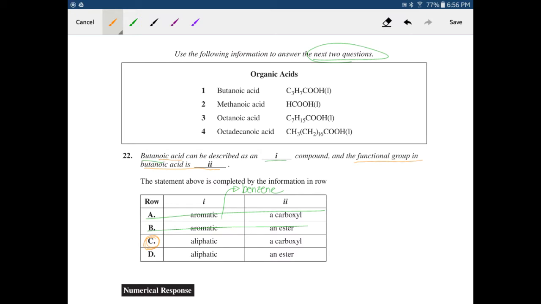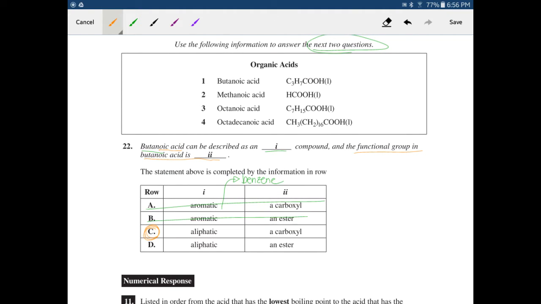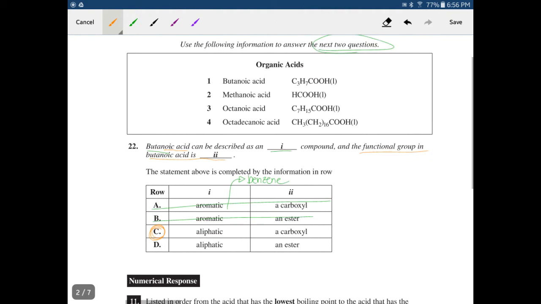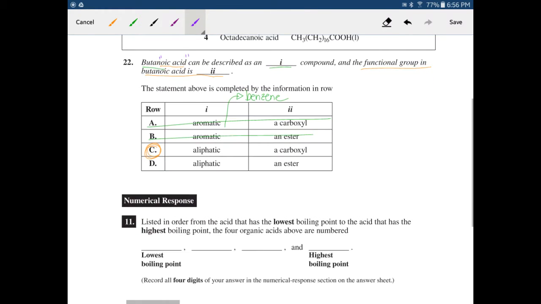We have an aliphatic carboxylic acid. So that's not too hard, as long as you know that the ending oic acid is in fact a carboxylic acid.